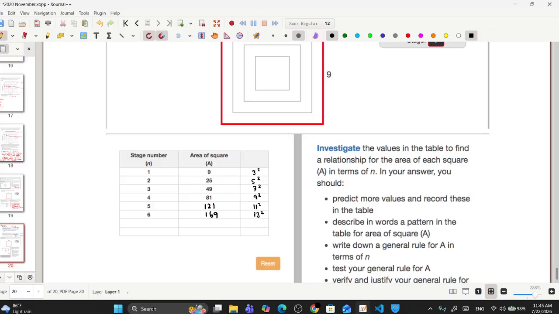Predict more values and record these in the table. So we are done with this part already. Out of 20 marks, I think this might be somewhere around 2 to 3 marks. We had to identify the pattern. All right.